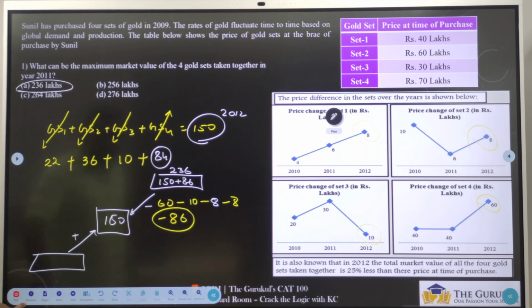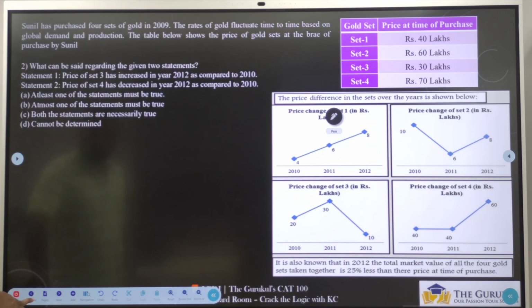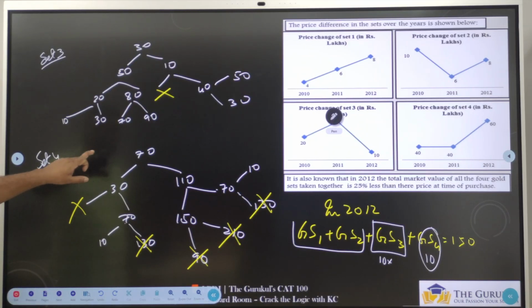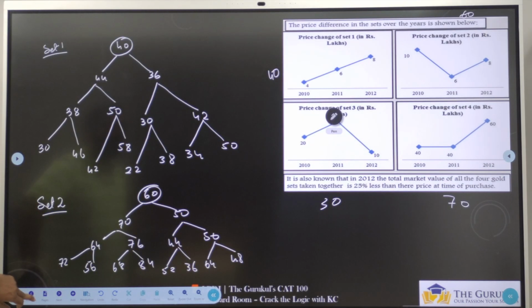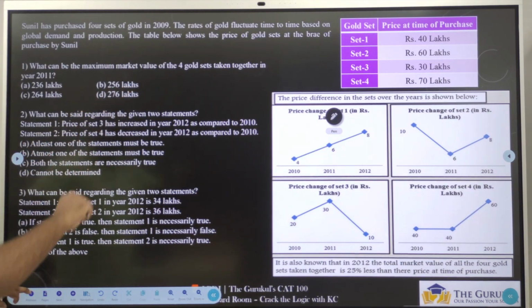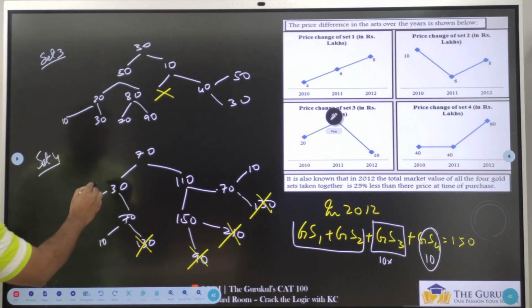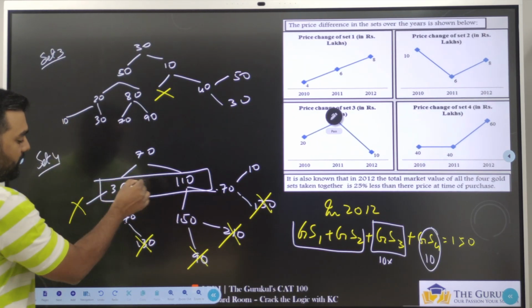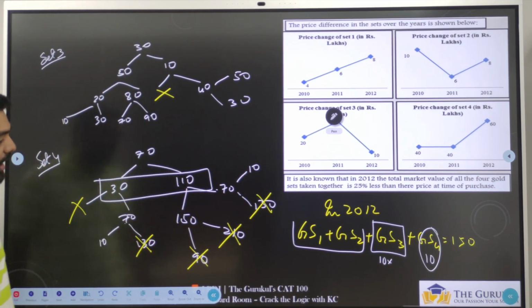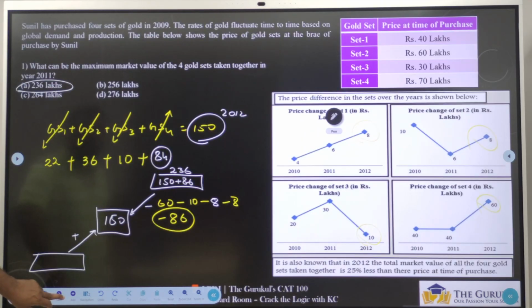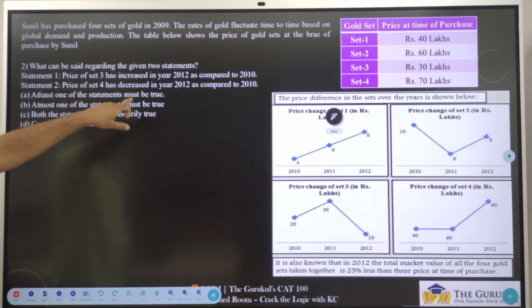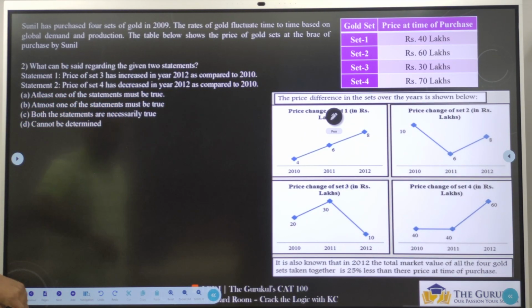In 2010, price of set 4. In 2010, this is 2000 initial value, which is 9 value. All those sets whatever are there, it is 2009 value. 2010 value is this one. In comparison to this, definitely decrease happened because 2011 value or 12 value is 10 only. They are talking about comparison between set 4 in 2012 in comparison to 10.